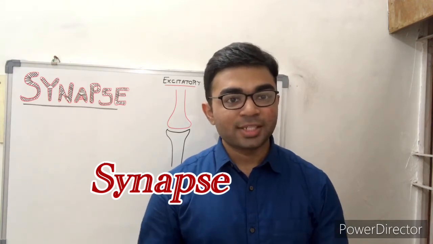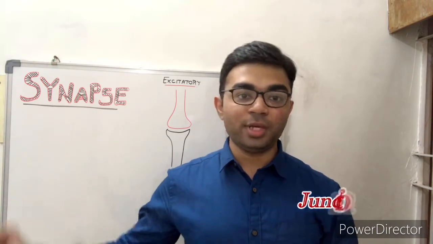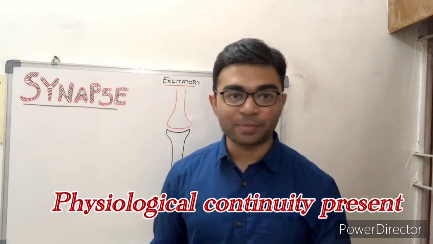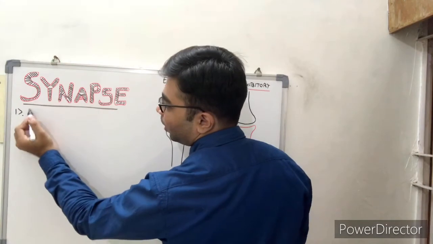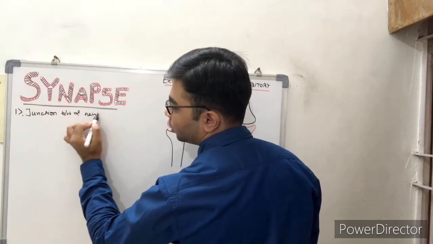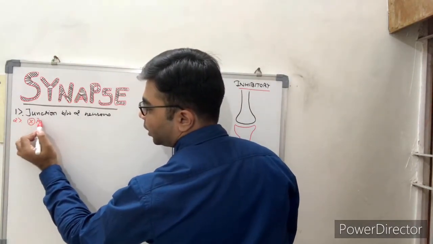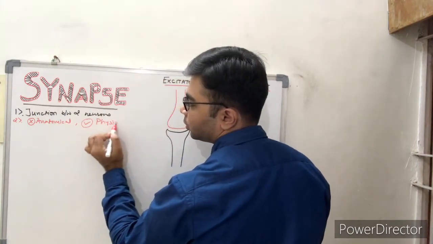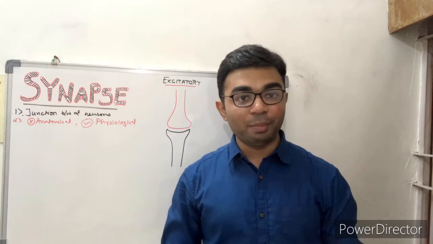By definition, synapse is a junction between two neurons, but there is no anatomical continuity, only physiological continuity is present. If I write 2-3 points regarding the synapse that we need to remember throughout the concept: point number 1, it is a junction between two neurons. And point number 2, there is no anatomical continuity, but yes, there is physiological continuity. So these 2 points we need to remember throughout the concept.